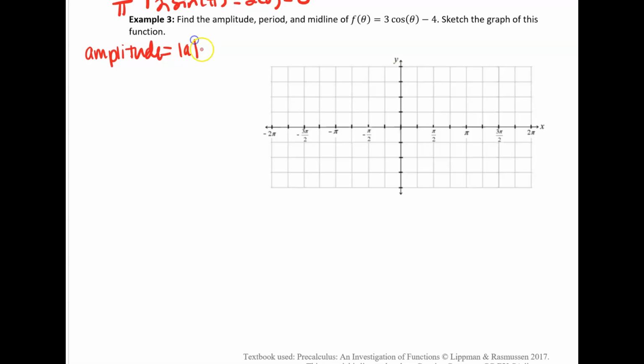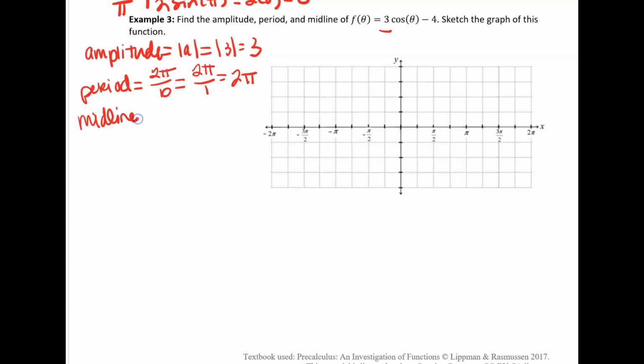Remember, that's the absolute value of A. So in this case, my A is 3. So I have an amplitude of 3. I'm going to find the period, and that is 2 pi over B. So I'm going to say 2 pi over 1 again. So that's 2 pi. And then let's look at the midline. And that's the new part we're adding in on this example, and that's that minus 4 back there. So y is equal to negative 4.